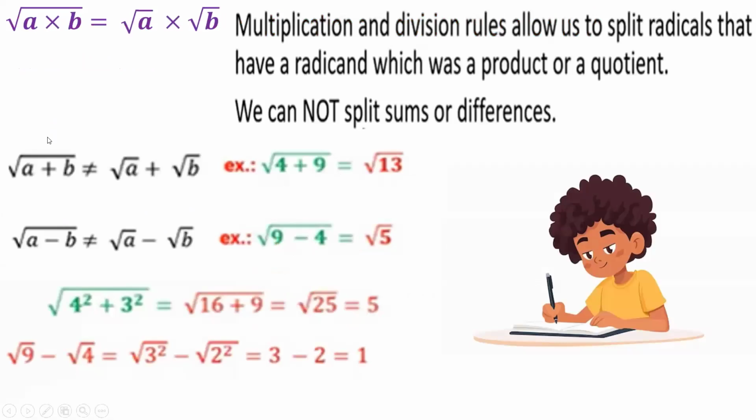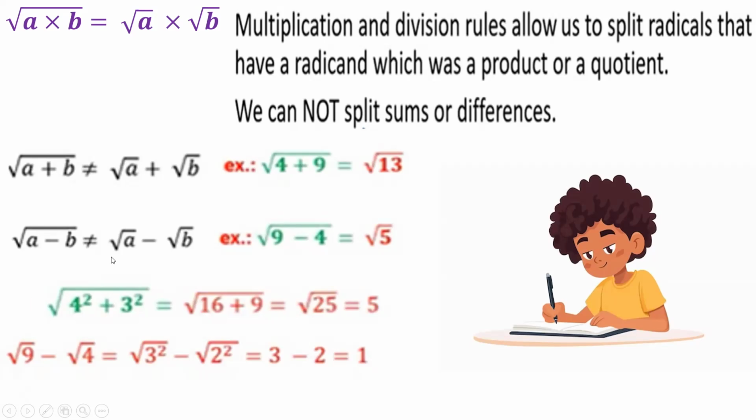Now, it's very important to know that if we have a radical and inside we have many numbers multiplied together, we can get the radicand outside if it has an exponent 2. But we cannot do this if we have, for example, radical a plus b. If we have an addition or subtraction inside the radical, we cannot get the a outside or the b outside. We should calculate inside the radical. For example, radical 4 plus 9, we add 4 plus 9 inside the radical, so it is radical 13. Radical 9 minus 4, we subtract, which is radical 5.